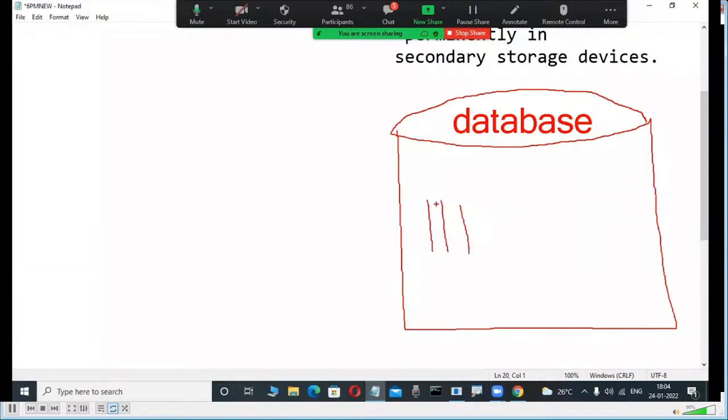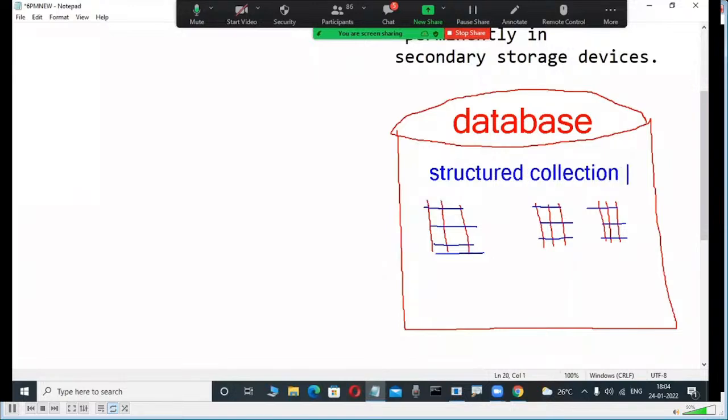Why? Because for these databases, the relational data model is the concept, and I will tell you about it today. Based on that only, these products are implemented. That is why they are called relational databases. Observe here: a structured collection of data. This I told in the previous class. Always these databases store a structured collection of data, in an organized fashion.